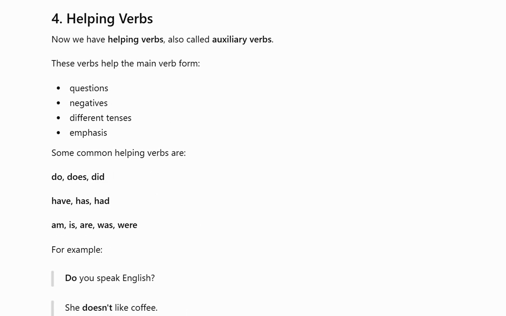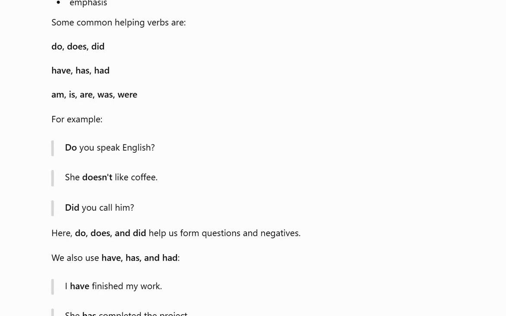Now, helping verbs. Now we have helping verbs, also called auxiliary verbs. These verbs help the main verb form questions, negatives, different tenses, emphasis. Some common helping verbs are do, does, did, have, has, had, am, is, are, was, were. For example, do you speak English? She doesn't like coffee. Did you call him? Here, do, does, and did help us form questions and negatives.